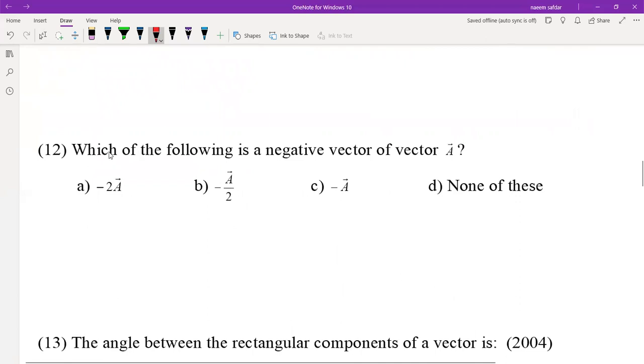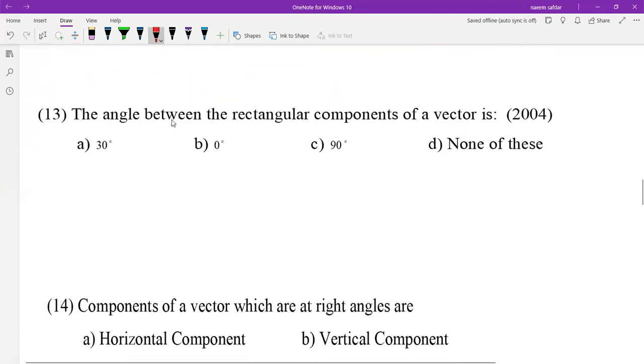MCQ number 12. Which of the following is a negative vector of vector A? If we have vector A, then its negative vector will be minus vector A. C option.